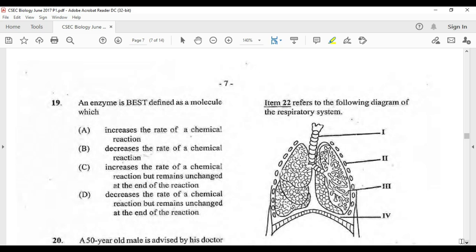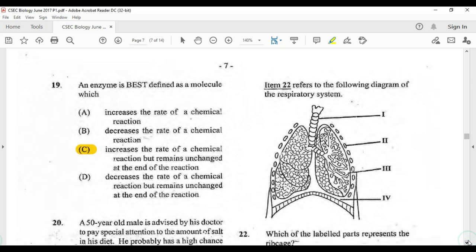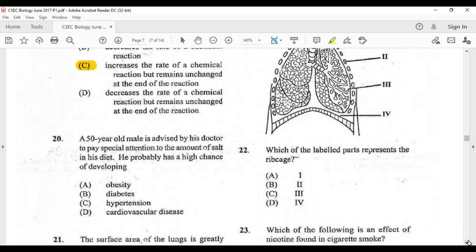The best answer for us is not going to be D or B. A is also correct, but the best answer is of course going to be C. So we have to pay attention to the word best, which means that there's possibly more than one correct answer, but one is a little more suitable than the other.